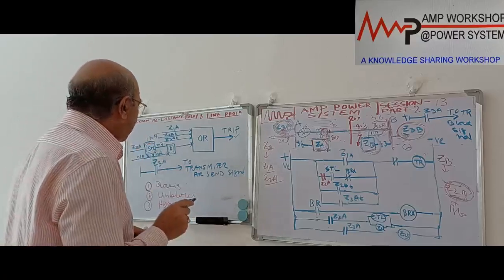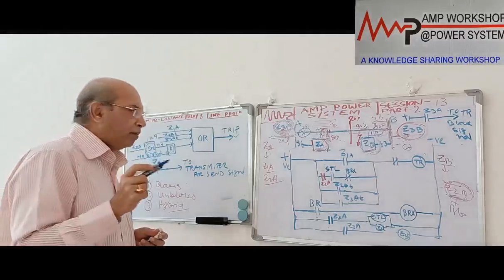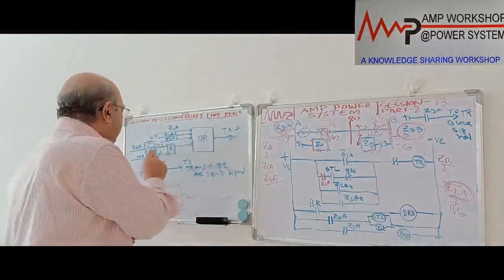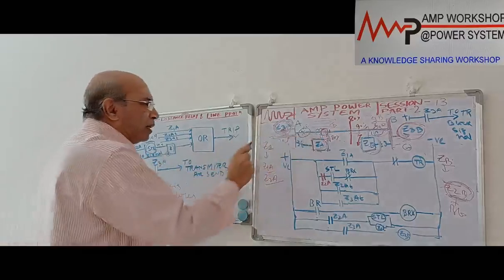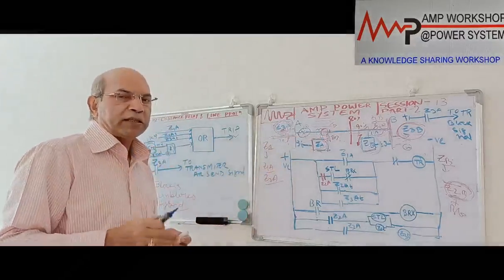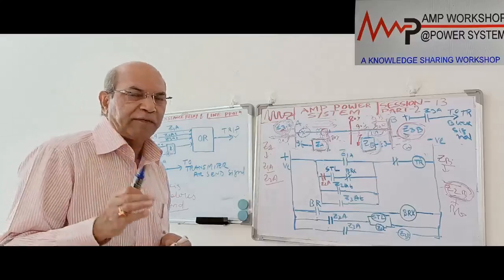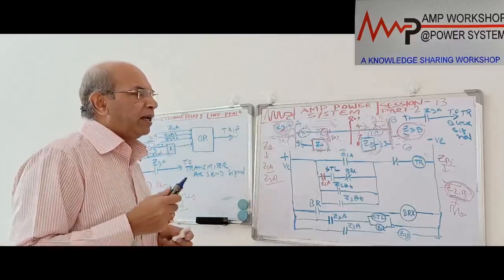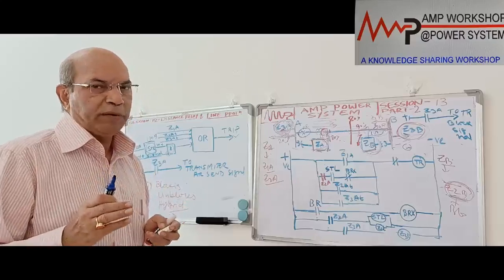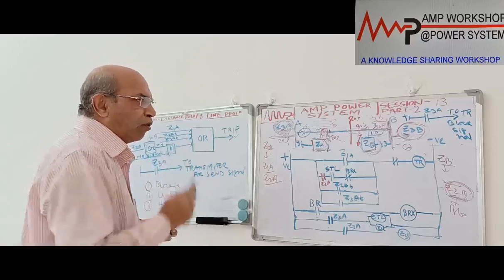So in the blocking scheme, what is happening? In the blocking scheme, during tripping time, I don't need any signal transmitted over the line. So if the line has failed, or suppose the line is short circuited, or the signal channel fails, or the transmitter fails, or the receiver fails, in that case, my tripping will not be stopped. That is the case in the blocking scheme.